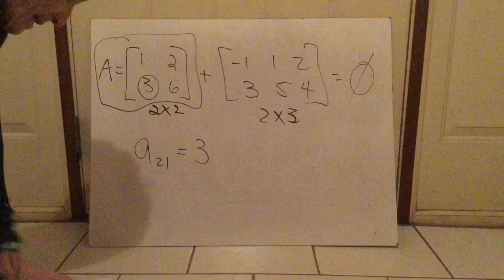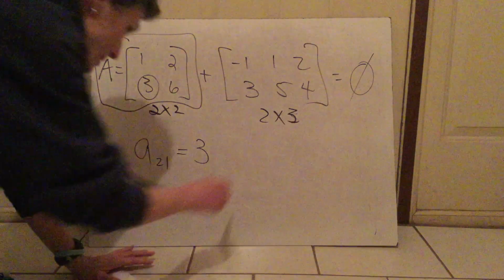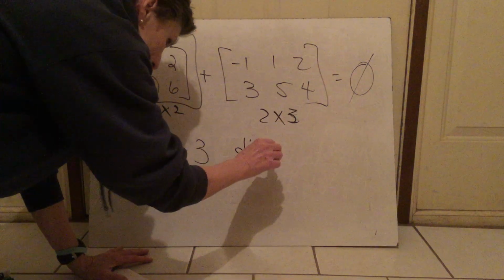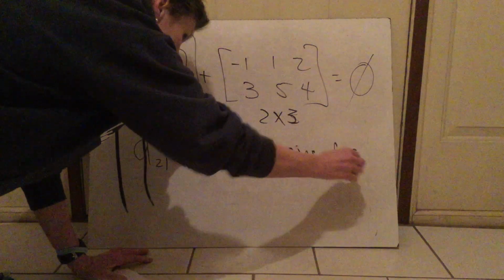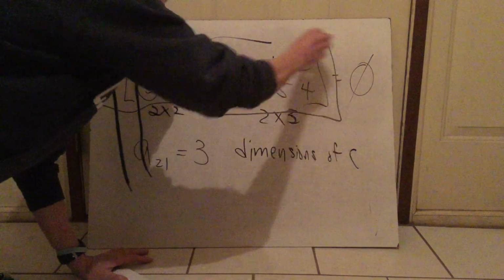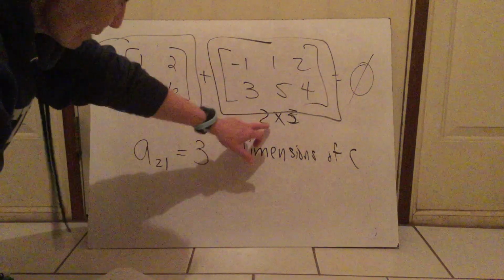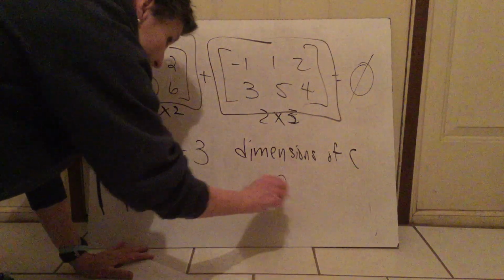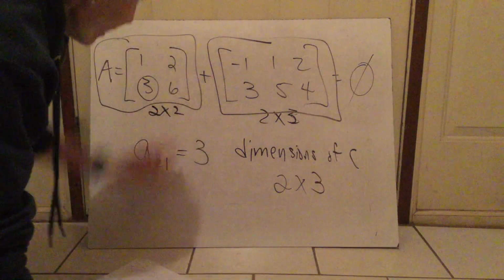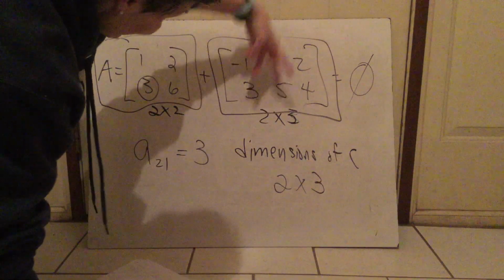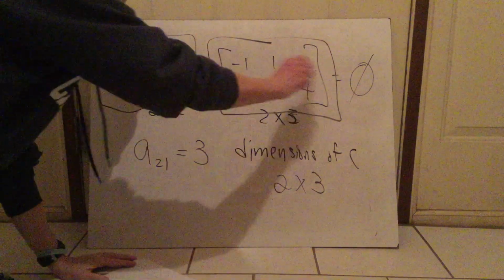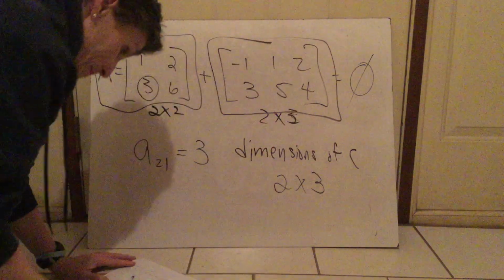Okay, the next problem says, what are the dimensions of C? Now, this is matrix C. You already told me, what are the dimensions of matrix C? 2 rows and 3 columns. Rows go this way, columns go this way.